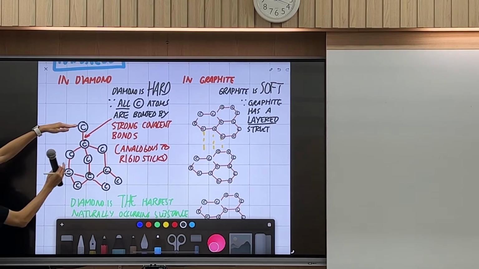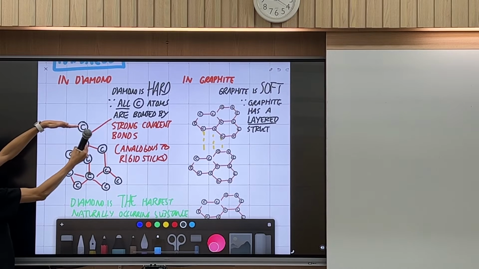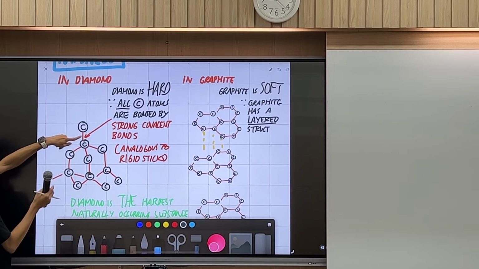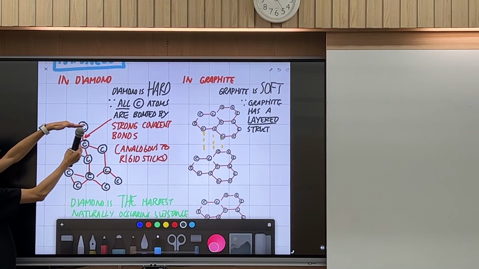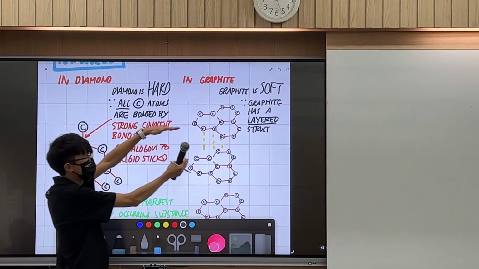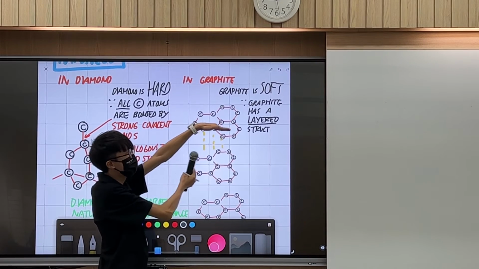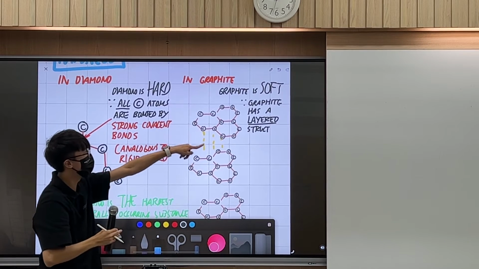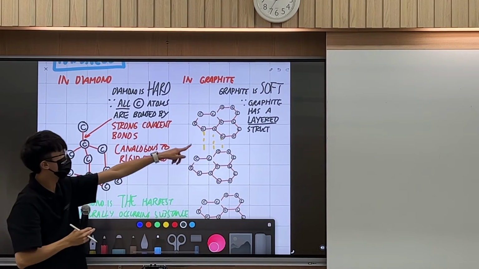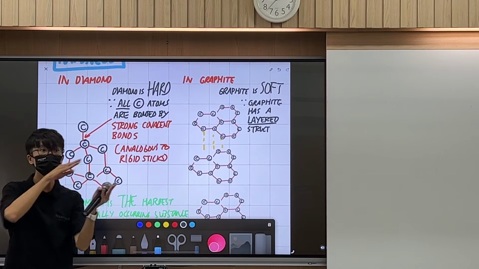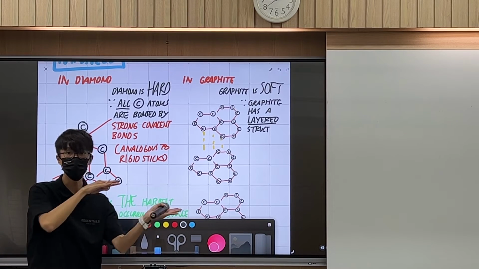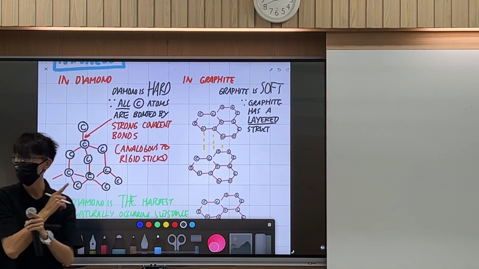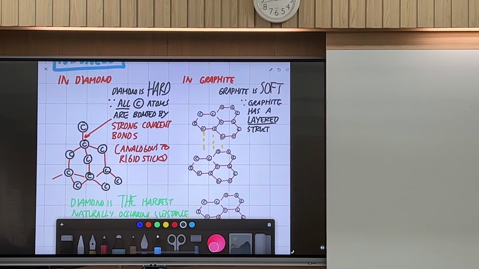In here, why can't you move this atom relative to another? That's because this is a rigid rod. It doesn't tolerate any degree of movement. Here, why can you shift one layer relative to the other without much problem? That's because these forces are not rigid rods anymore. They are called weak van der Waals force. So this is why you can slide layers next to one another. Is it clear? So this has to be crystal clear.